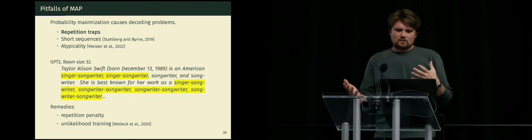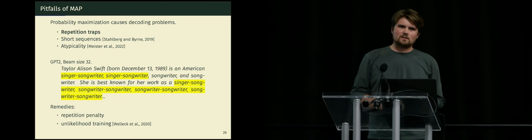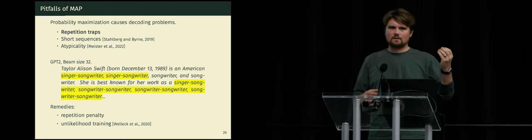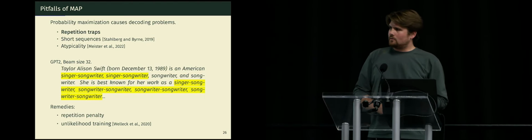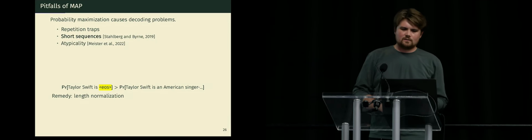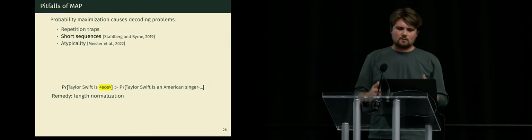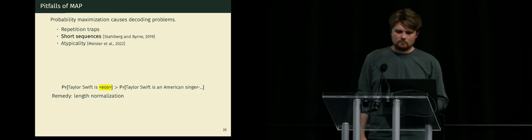People deal with these types of repetition traps in various ways. One is repetition penalty, so basically penalizing words. You can see this in OpenAI's API. You can also account for this during training. Sean's work actually tried out, during training time, discouraging the model from repeating tokens.